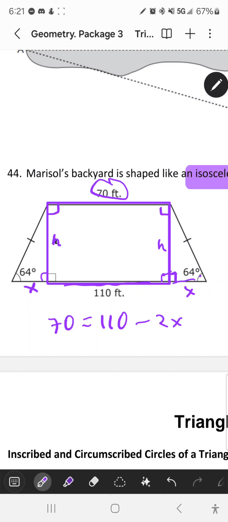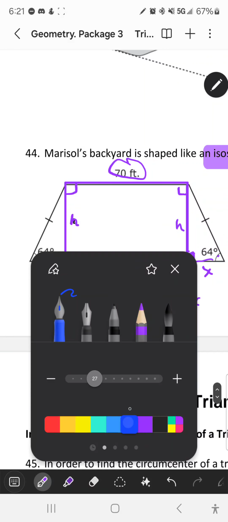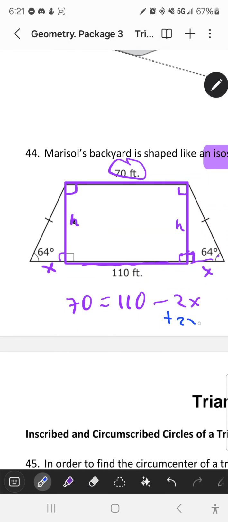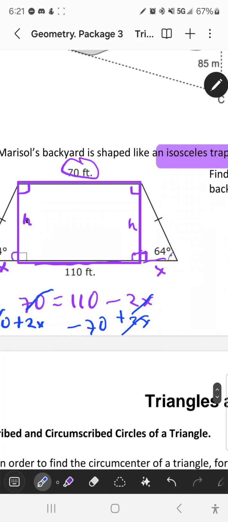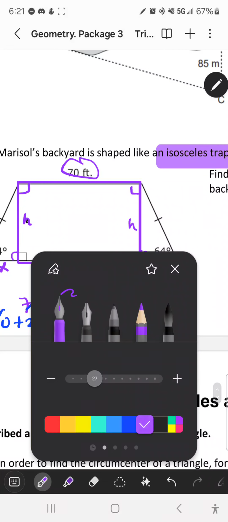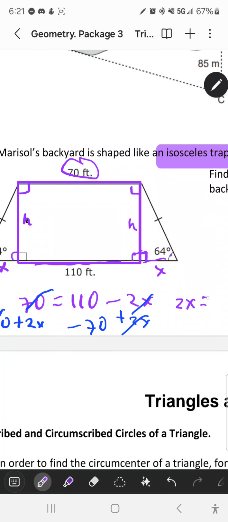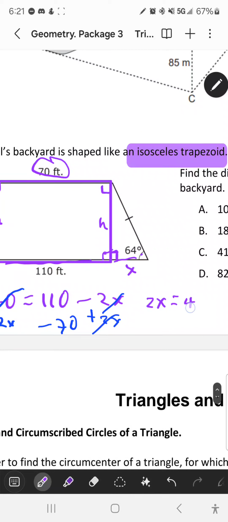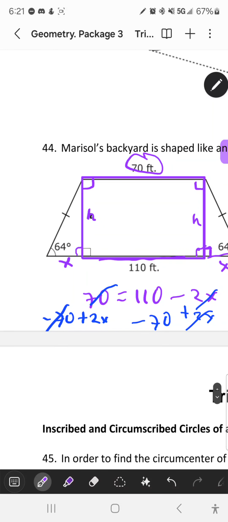Now if I solve for x, I can add 2x to both sides and subtract 70. This cancels here, and this cancels here. And I get 2x equal 40 because 110 minus 70 is 40. And then I divide by 2 both sides and I get x equal 20. So I know that this side right here is 20.